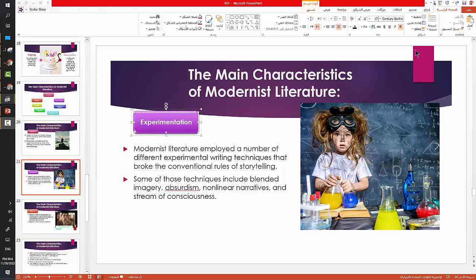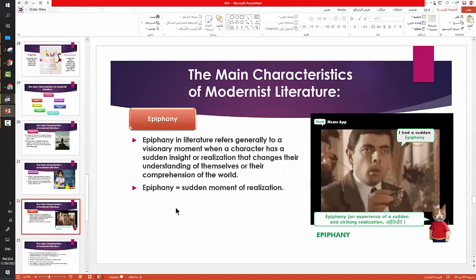Modernist literature employed a number of different experimental writing techniques that broke the conventional rules of storytelling. From these techniques, we have the stream of consciousness that we will talk about later. Don't forget it. Stream of consciousness. Epiphany.